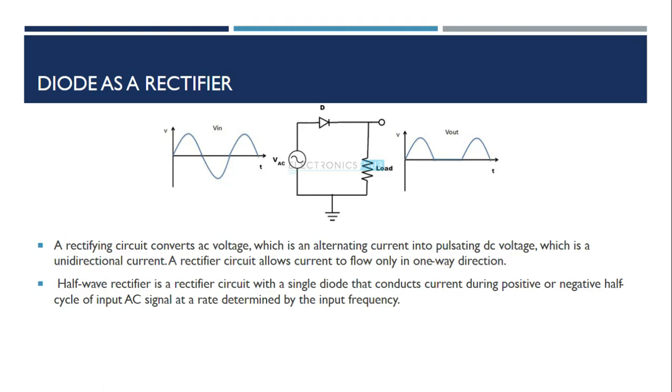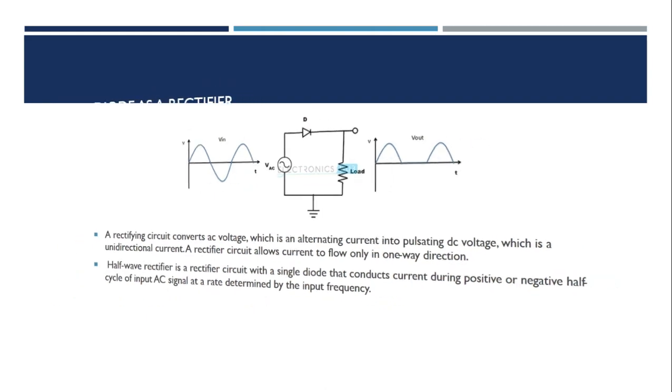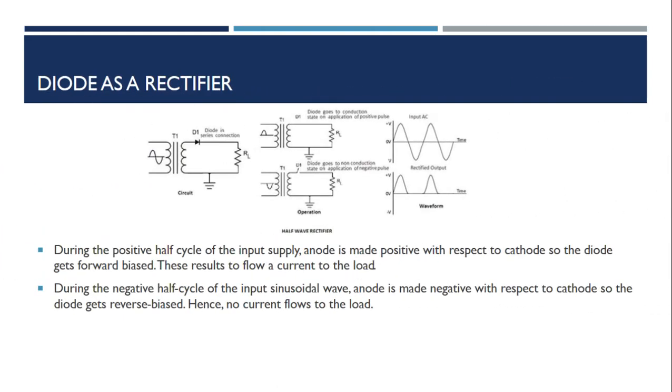The most common and important application of a diode is the rectification of AC power to DC power. Different types of rectifier circuits, starting from the basic type, are the half-wave, full-wave center tap, and full-bridge rectifier. This is the half-wave rectifier.